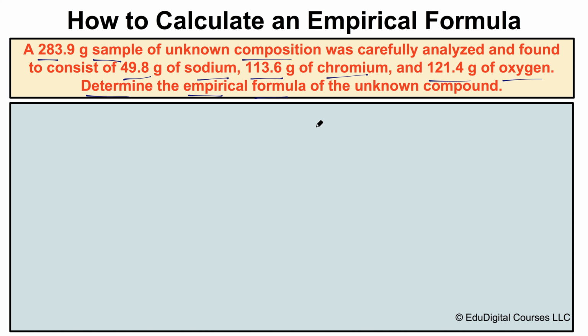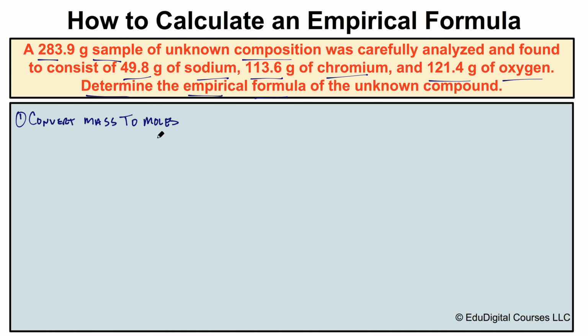So how can we do this? Well, whenever we're asked to determine the empirical formula, that's going to be the formula in which the subscripts are expressed in the simplest whole number ratio. We have to first convert the grams of each element to moles. So in our very first step, in step one, what we're going to do is convert the masses to moles. So let's go ahead and do this.